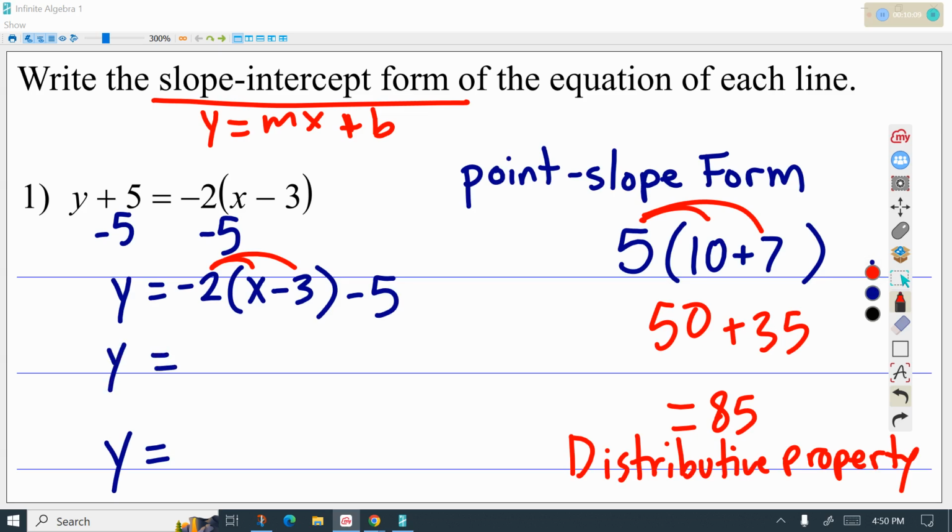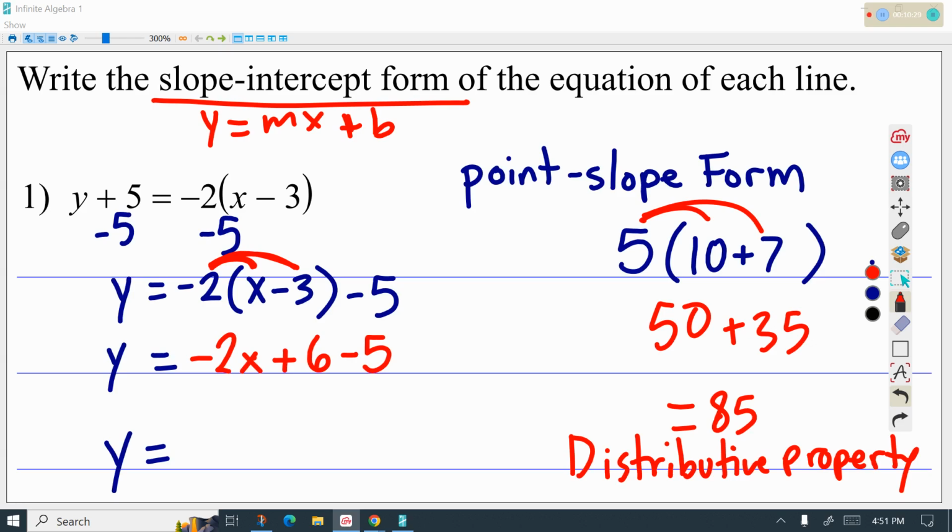So let's do that. Negative 2 times x. Well, a negative times a positive makes a negative. So I have negative 2x, and we just leave it as negative 2x. But now negative 2 times negative 3, a negative times a negative makes a positive. So that's positive 6. And then that is minus 5.